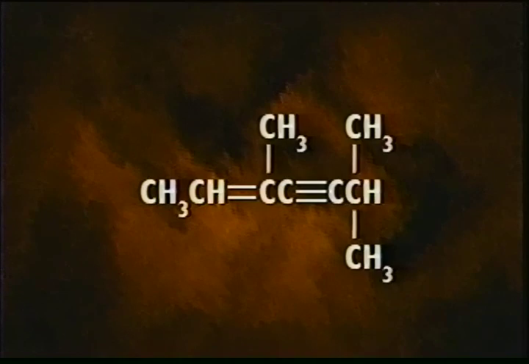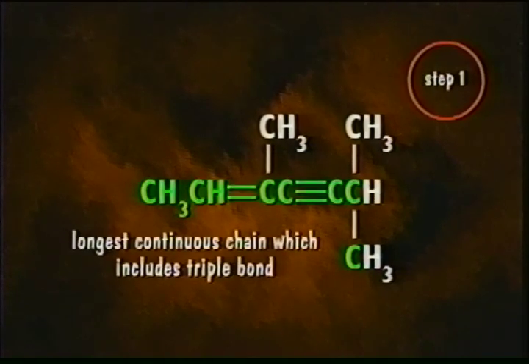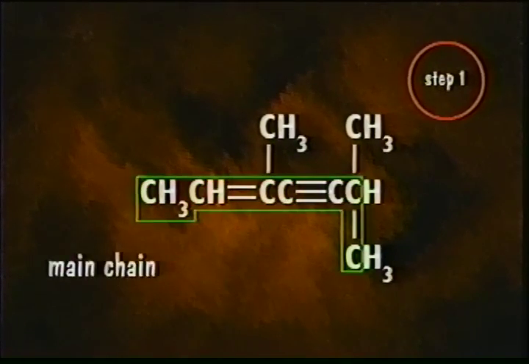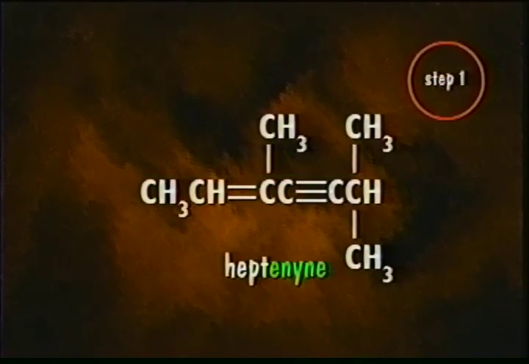Now we need to name this molecule. The longest continuous chain of carbons, which includes the triple bond, has 7 carbons. The main chain of this molecule is heptenyne. The "-ene-yne" ending tells us that there are double and triple bonds in the main chain.